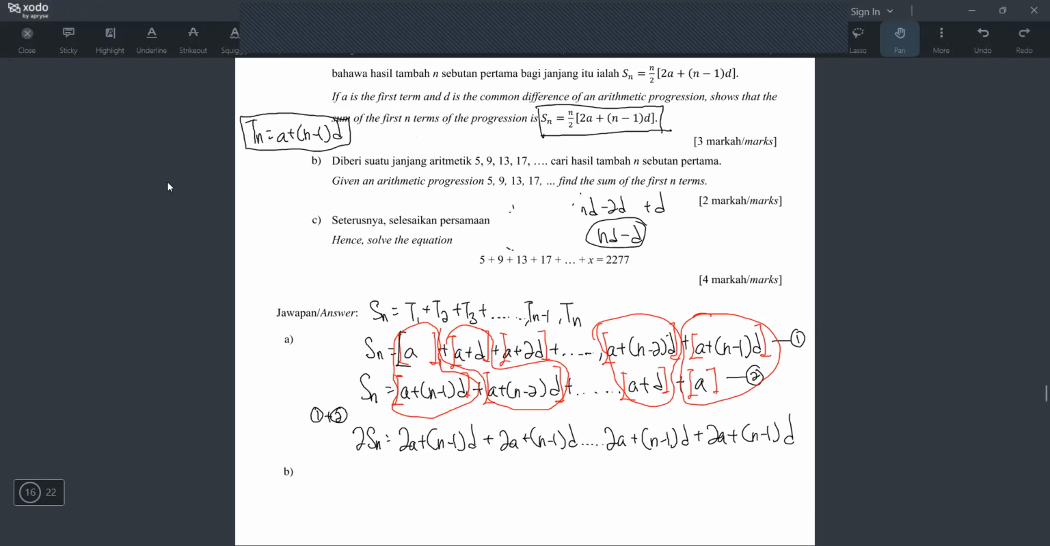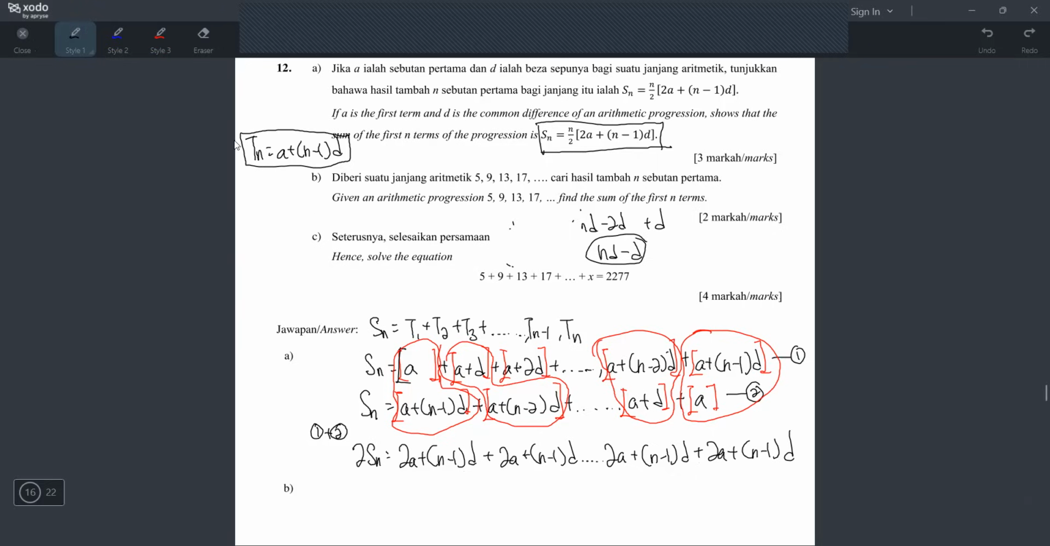Now my question to you is, how many red brackets do you think there are? These are the red color brackets. How many times do you think this 2a plus n minus 1 d bracket will appear? It depends on your n. Look carefully: when I group them up like this, 1 bracket, 2 brackets, 3, 4, 5. It depends on your n.